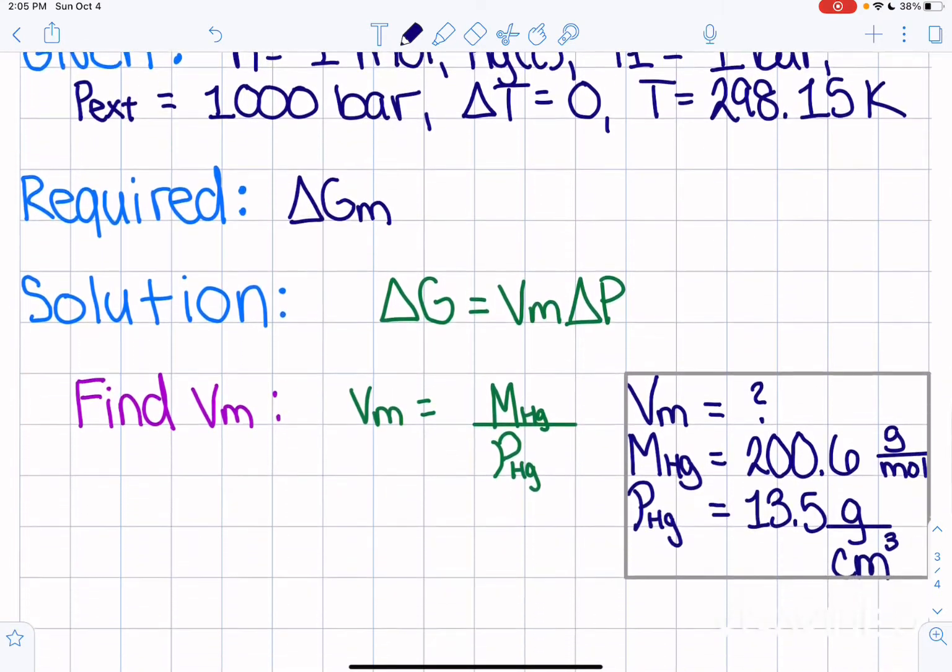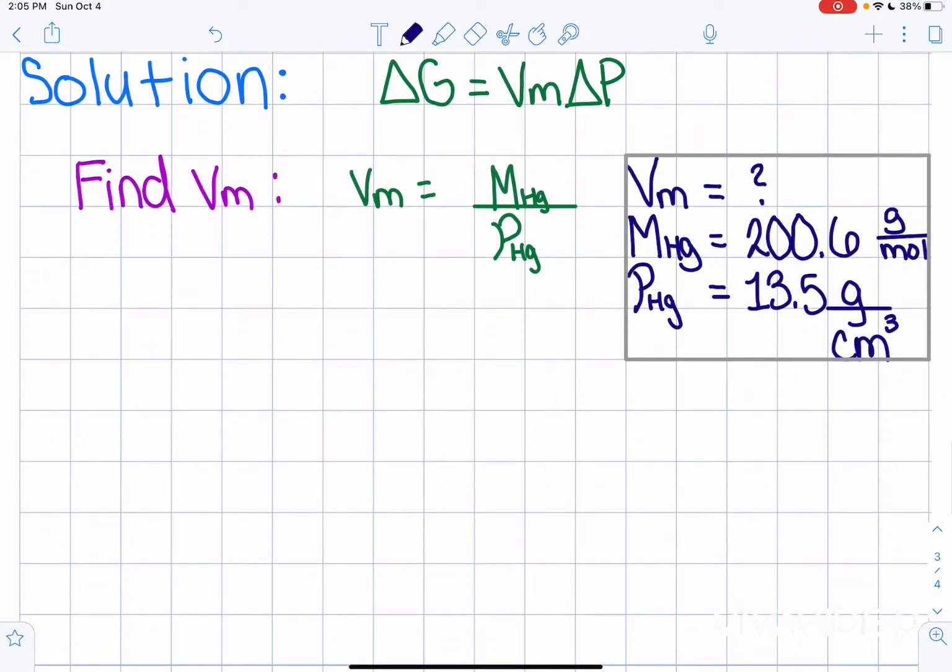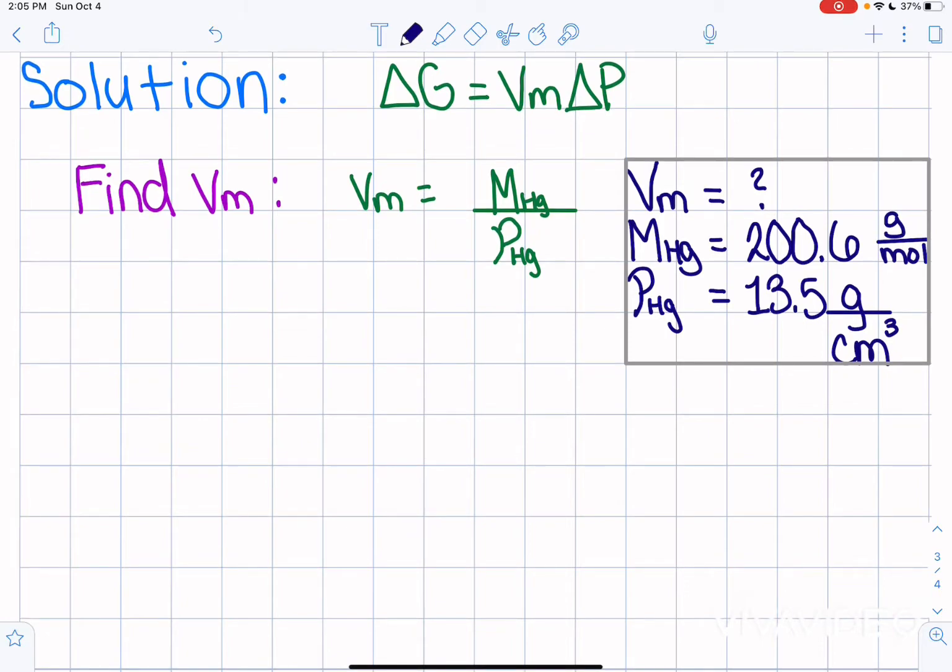This is how we are going to set up the equation. So we are going to do this equation right here. And the first step that I would recommend is to find your molar volume. And then after that, we are going to find our delta P, and then we will put them all together.